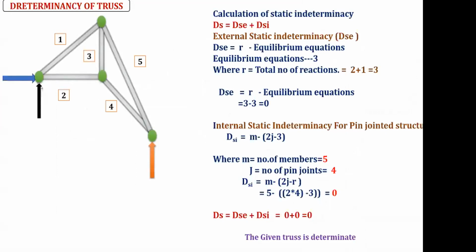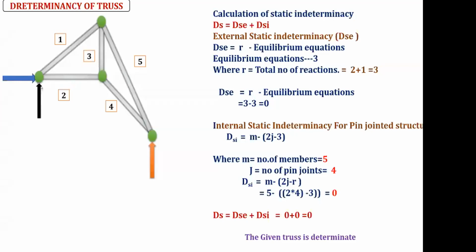So external equal to, like the previous one, as one of your friends said, at pinned condition 2, at the roller support 1, 3 minus 3 equal to 0. In this diagram, number of members 1, 2, 3, 4, 5. Number of joints 4. Now we can get the equation D equal to 0. So this is also statically determinate. For the analysis of the given truss, we require only equilibrium equations. We don't require any additional equation.